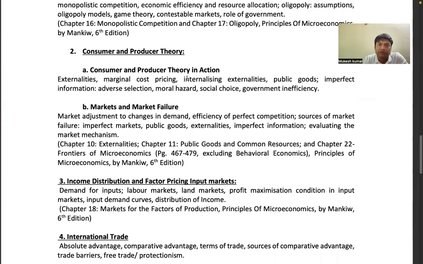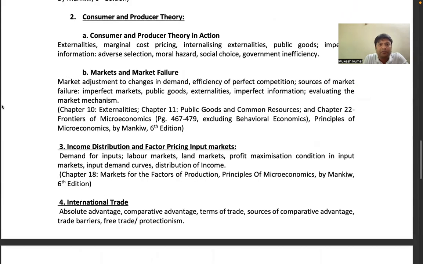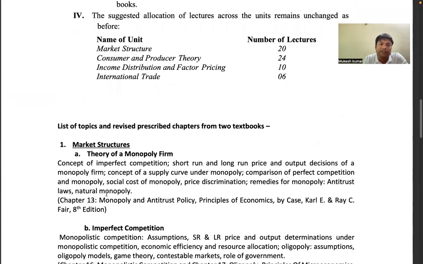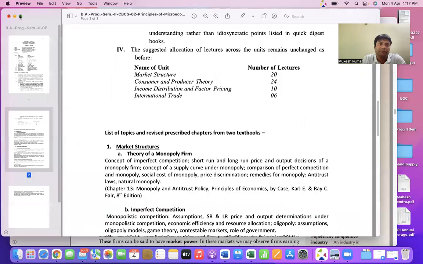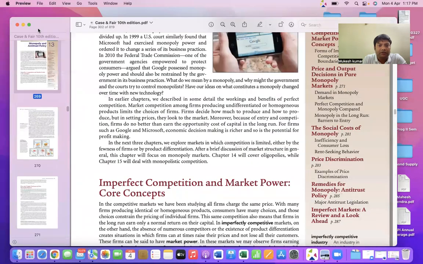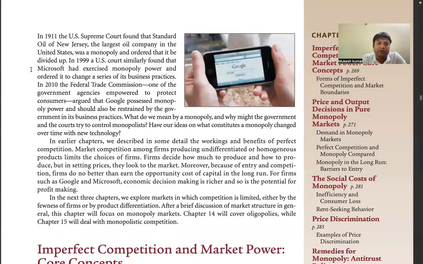For consumer and producer theory in action, market and market failure, and consumer and producer theory, there is Mankiw. Again, income distribution and factor pricing, input market can be Mankiw, and international trade can be Mankiw. So only for the first chapter, monopoly, you have to follow Case and Fair, chapter 13, and for the other chapters, you have to follow the Mankiw that you also followed in your first semester. So this monopoly is from Case and Fair, that we have to follow.